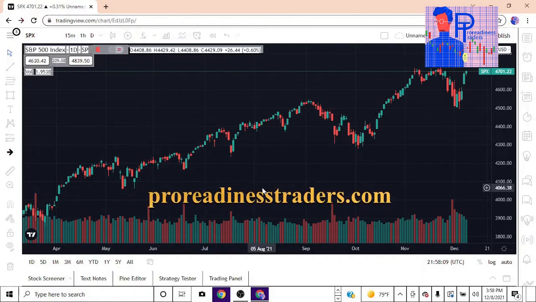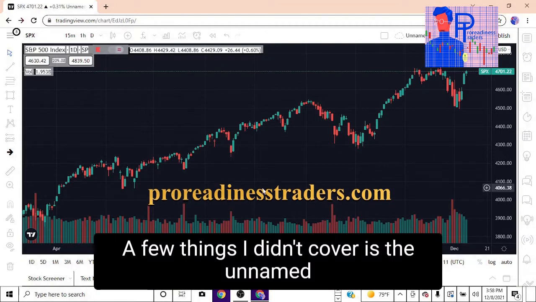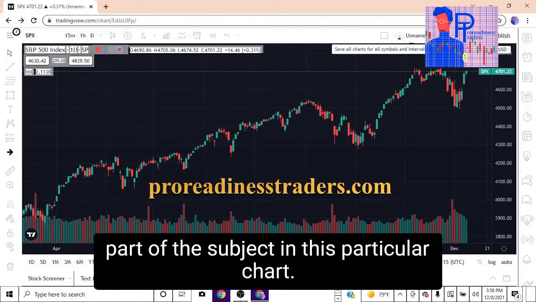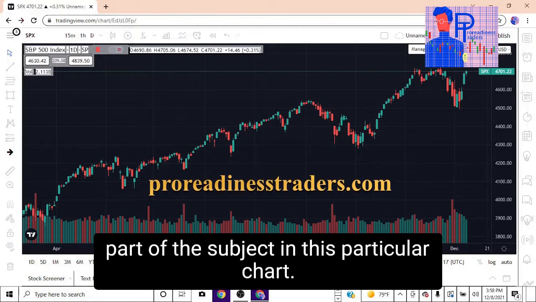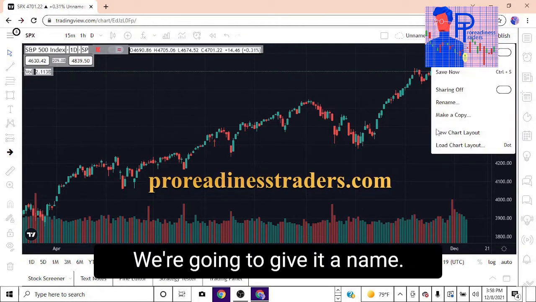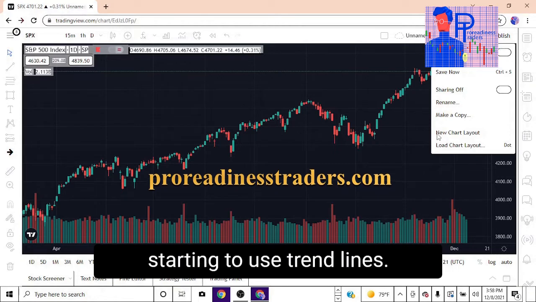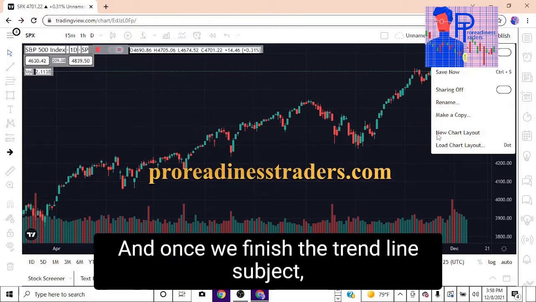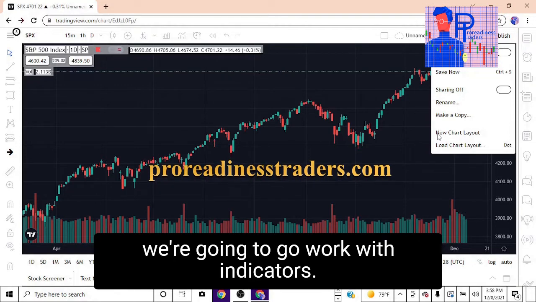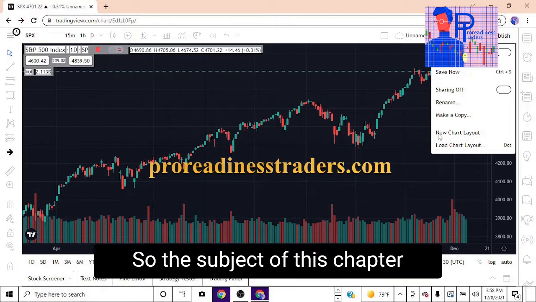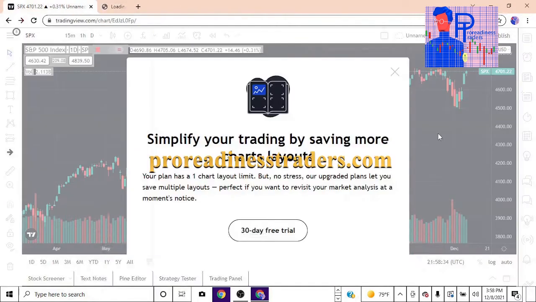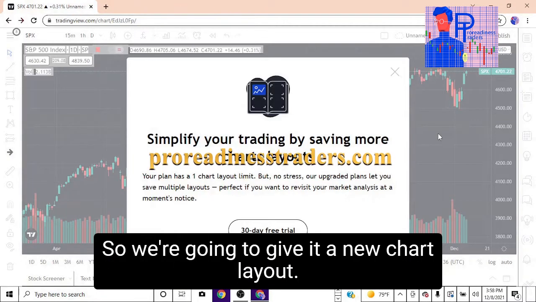A few things I didn't cover is the unnamed part of the subject, and this particular chart, we're going to give it a name. This is the beginning of us starting to use trend lines, and once we finish the trend line subject, we're going to go work with indicators. So the subject of this chapter is trend lines and its indicators. So we're going to give it a new chart layout.